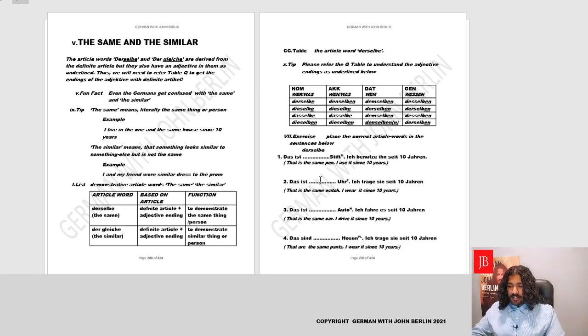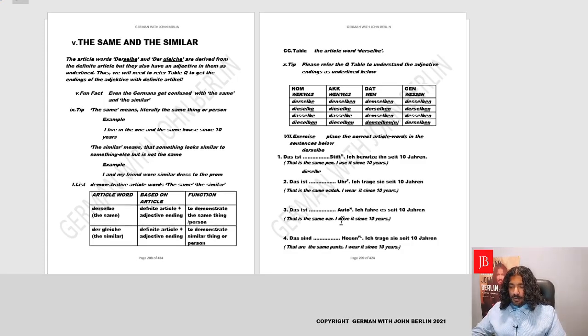Perfect. That is the same watch I have worn for 10 years. Again I'll go for nominative and it's feminine, it's the watch: Das ist dieselbe Uhr. Ich trage sie seit 10 Jahren. So I wear her for 10 years, her being the watch. Perfect. What do I wear? Accusative, yes. Sie. Exactly: ihn, sie, es.